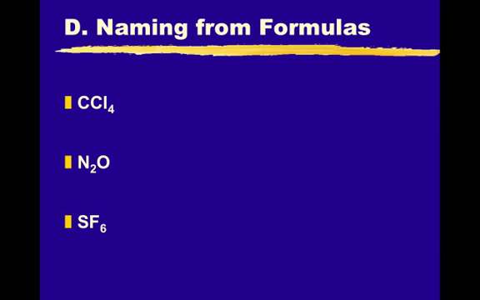So, let's practice naming from formulas. We're going to start with the formula, and we need to get a name. Our first element is carbon. We have one carbon, so that would be monocarbon. However, the exception is not to use mono on the first element. The next element is chlorine. Remember, we change the ending to IDE, so it will be chloride, and we have to tell how many chlorides we have. So we have 4, which would be tetrachloride.